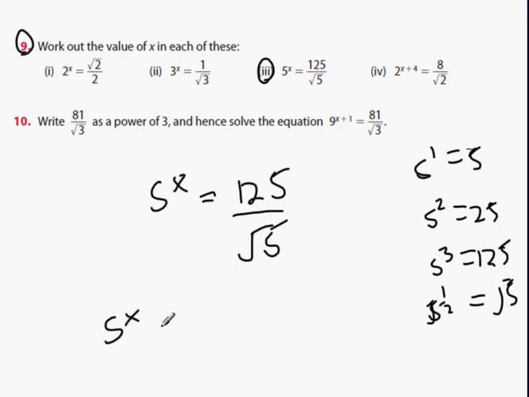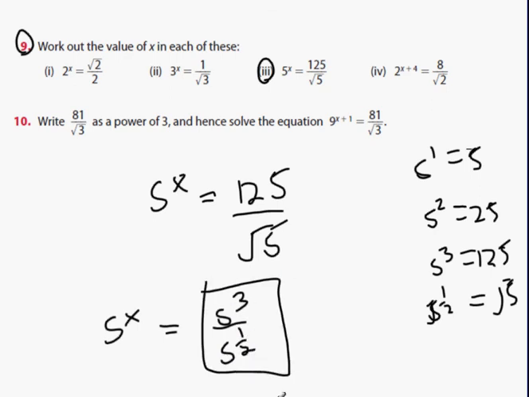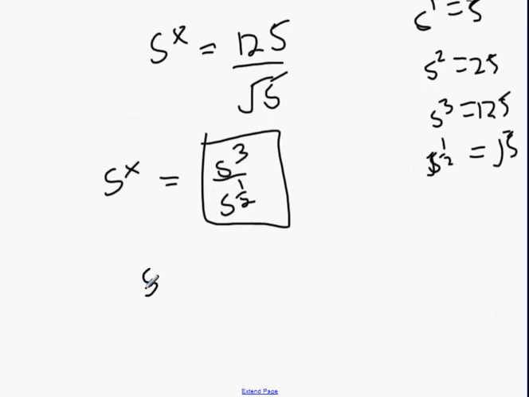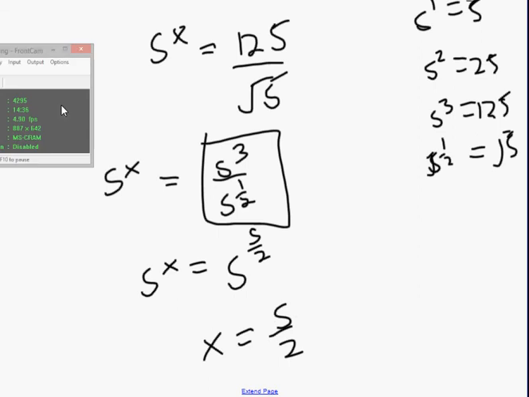5 to the power of x equals 5 to the power 3 divided by 5 to the power of a half. What's the rule for this one? Take them away. 5 to the power of x equals 5 to the power of 3 minus a half. It's 2.5. Put it in the calculator, you'll get 5 over 2. What's the answer for x? x is 5 over 2. Okay. Alright.